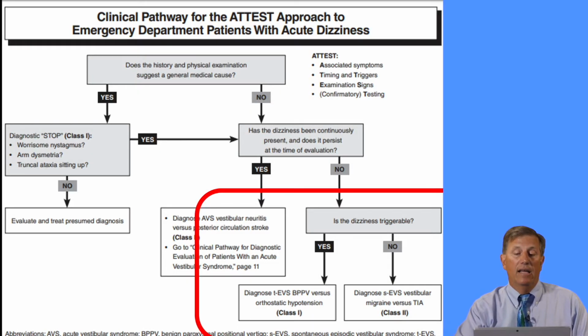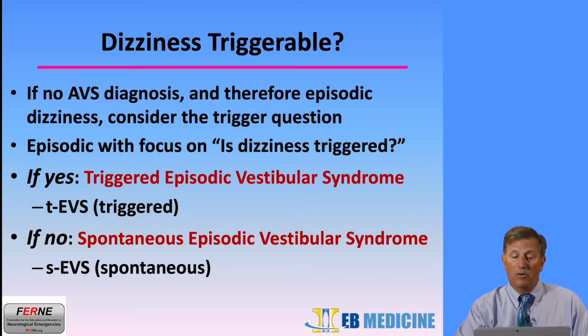If you look at this next slide, in the clinical pathway, we've now put a rectangle around whether or not the dizziness is triggerable. If there's no acute vestibular syndrome diagnosis, and therefore there is episodic dizziness, you want to consider the trigger question. And if it's episodic, you want to ask the simple question, is this intermittent episodic dizziness triggered or spontaneous? If it's triggered by something, rolling around in bed, moving your head, then you would suggest triggered episodic vestibular syndrome or triggered EVS. If no, it's not triggered, but it occurs spontaneously without any precipitant, you would then say it's spontaneous episodic vestibular syndrome or SEVS.